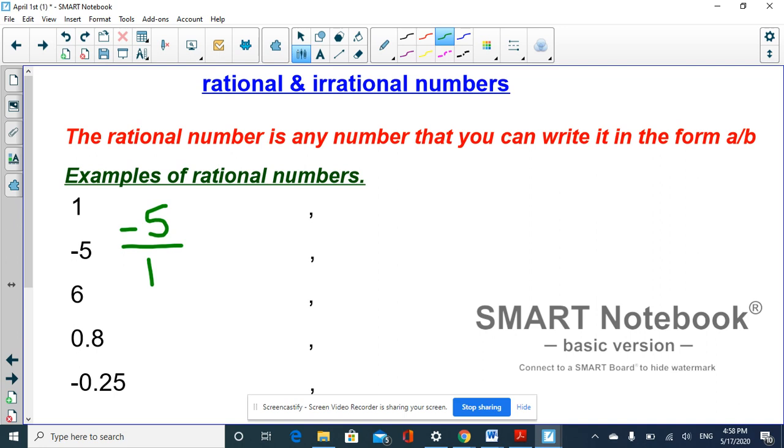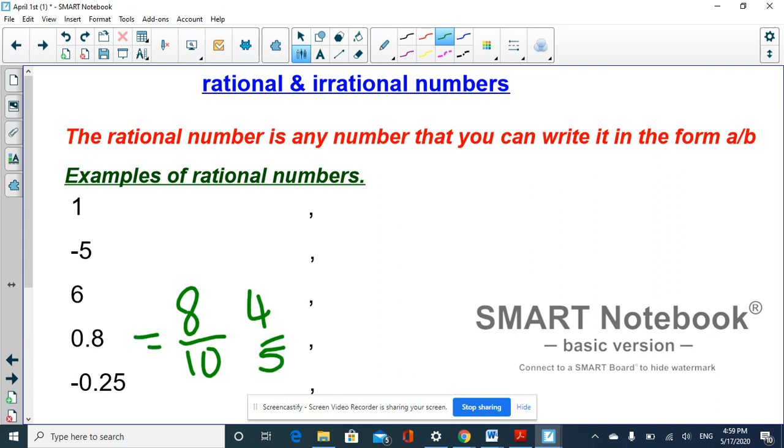We're still in rational numbers. Okay? 6 is a rational number. We can write it as 6 over 1. 0.8 is a decimal. All the decimal numbers are rational. Like 0.8 is the same as 8 over 10. If we put it in simplest form, it will be 4 over 5. So 0.8 equals 8 over 10 equals 4 over 5.